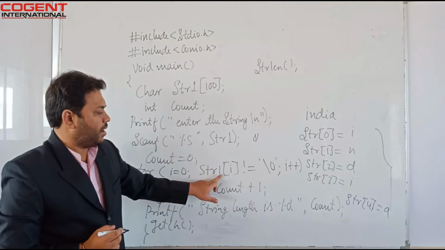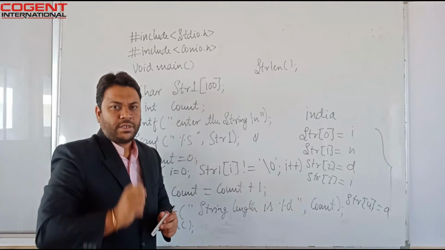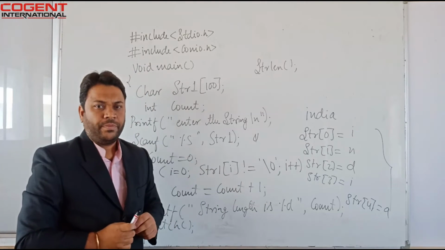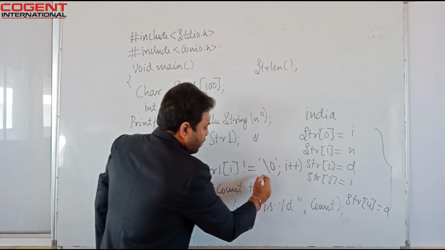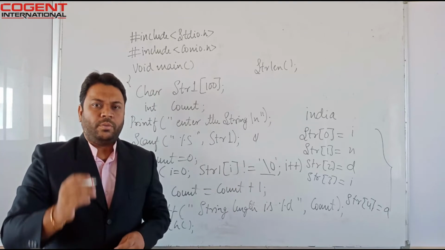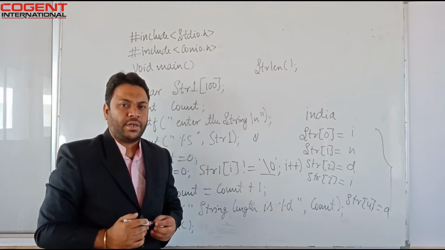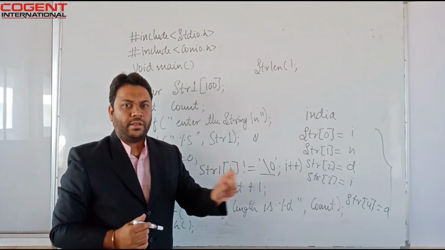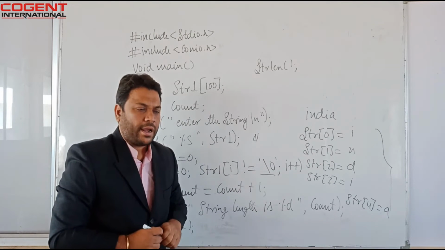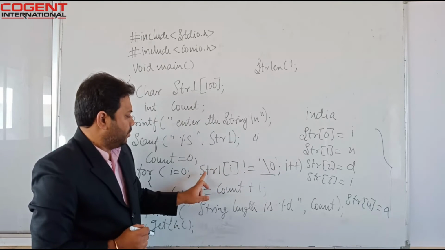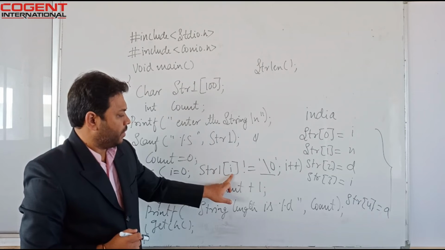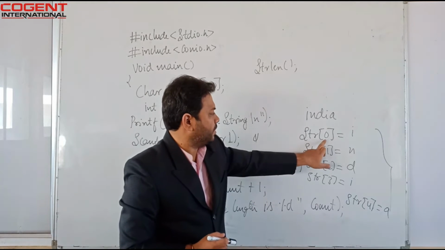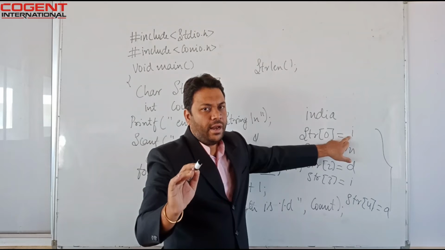So first we need to compare whether the first character is null character or not. So this indicates the null character. Kindly remember that all strings end with the null character here. So at the end of the string will be the null character. Now str1 of 0 is not equal to null character, right? So str of 0 is I here. It is not a null character.